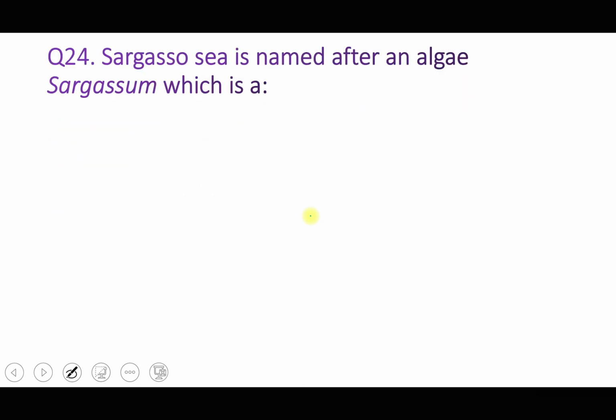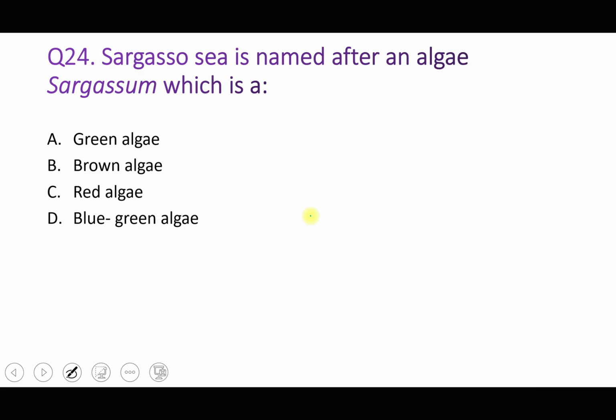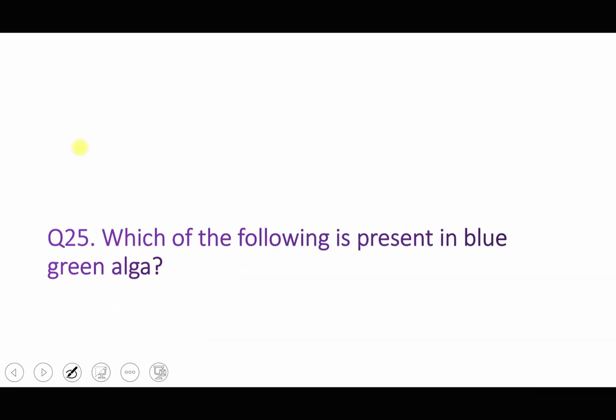Question number 24. Sargasso Sea is named after an algae Sargassum, which is a: option A, green algae; B, brown algae; C, red algae; D, blue-green algae. The correct option here is the brown algae Sargassum. It belongs to the order Fucales.